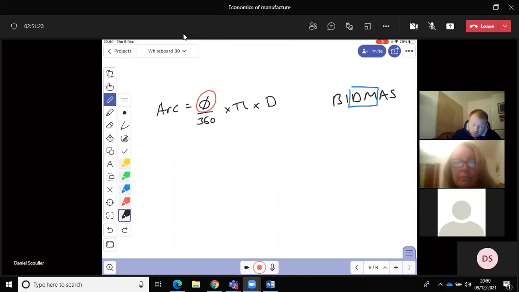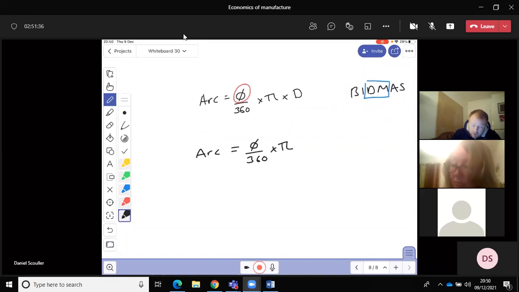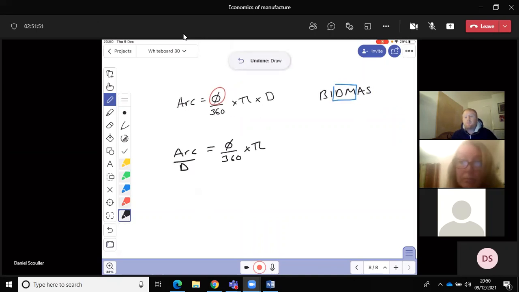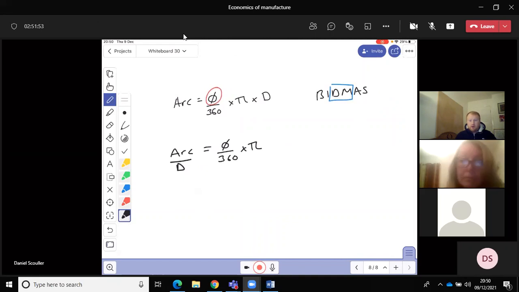So arc equals, multiplied by pi. Let's move the divide over first. The diameter, sorry, and it becomes a divide. That's what confused me there. Everyone comfortable with that step? So we've taken the diameter across, and it becomes a divide.